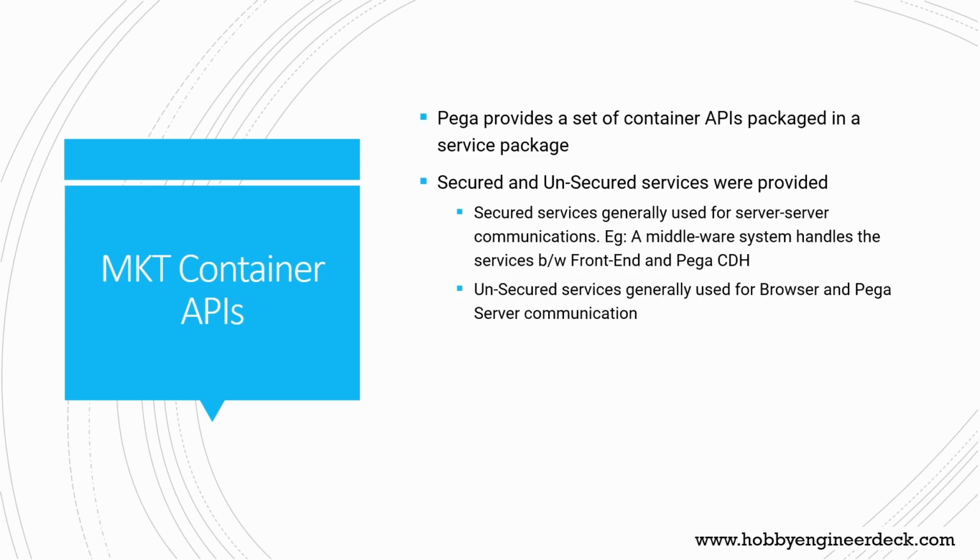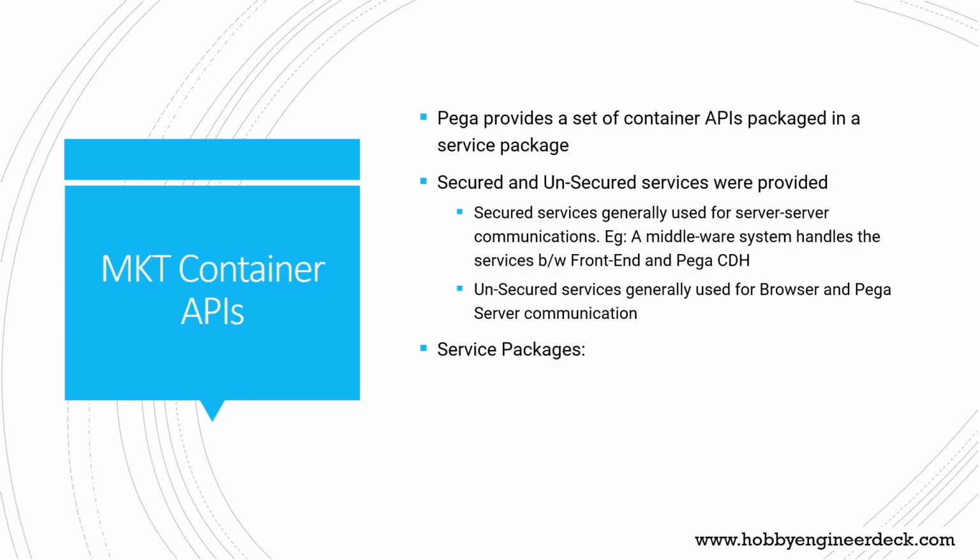Whereas unsecured services are generally used for browser and Pega direct communication. Unsecured services are publicly available, in the sense that there is no need to send any username or password, and no authentication protocol is required. It is your choice. You can also use the secured services when you are going with the direct services as well. But Pega is providing both.